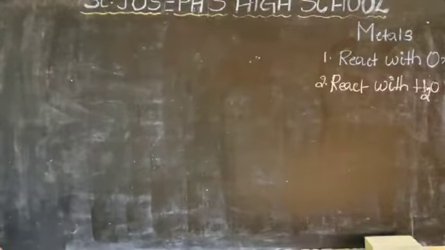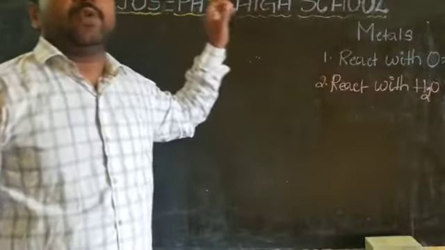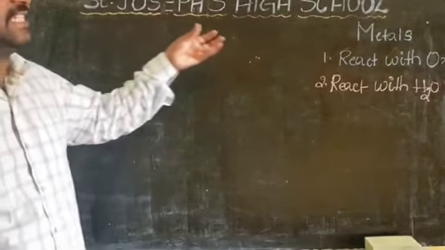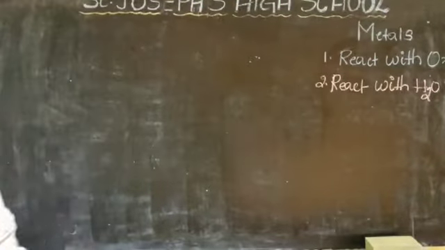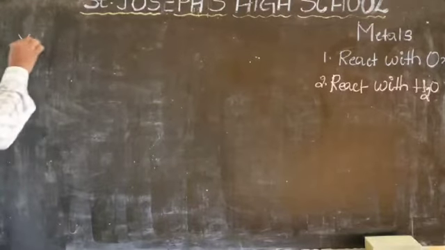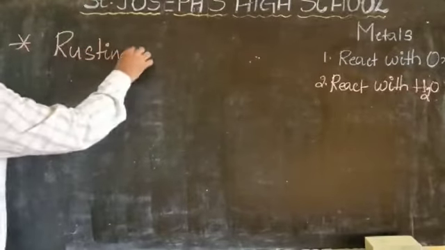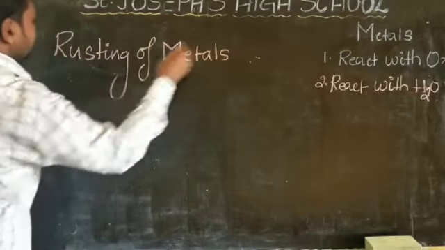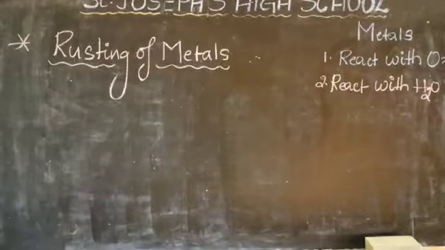Today we are going to discuss what we experience when any metal is placed outside. When any metal is placed outside for a few days, we will observe that the metal will rust. So today the topic is rusting of metals. Regarding this, what is the process of rusting?